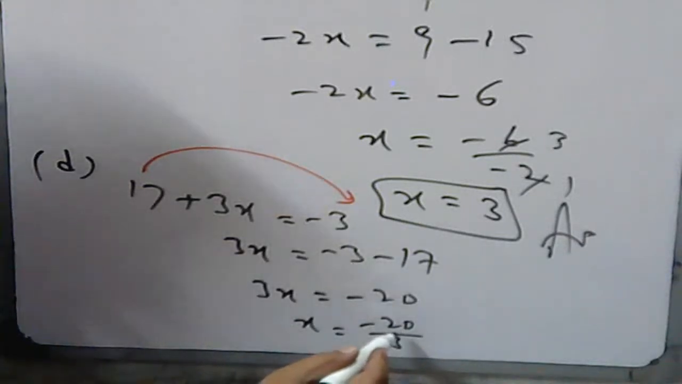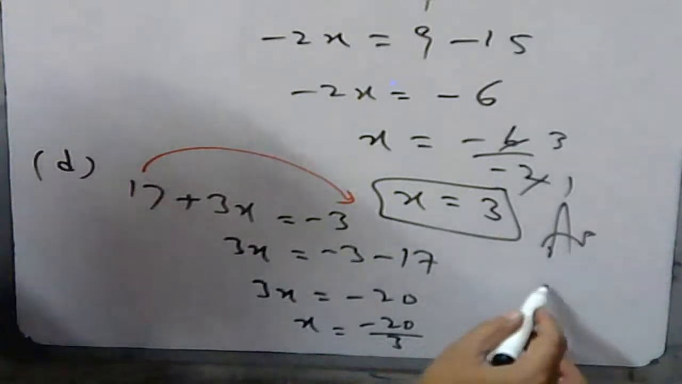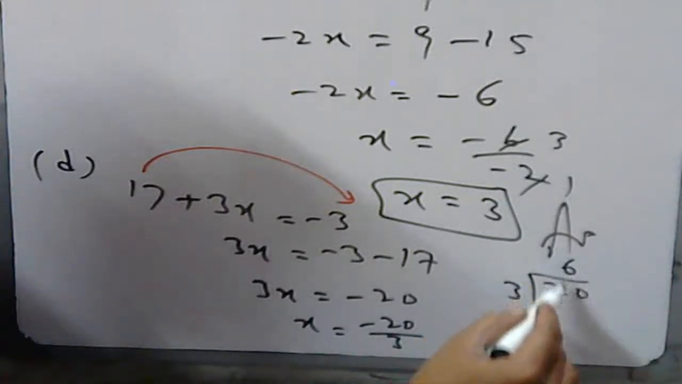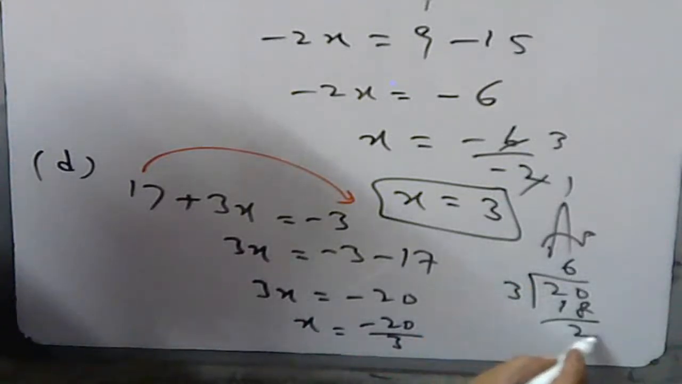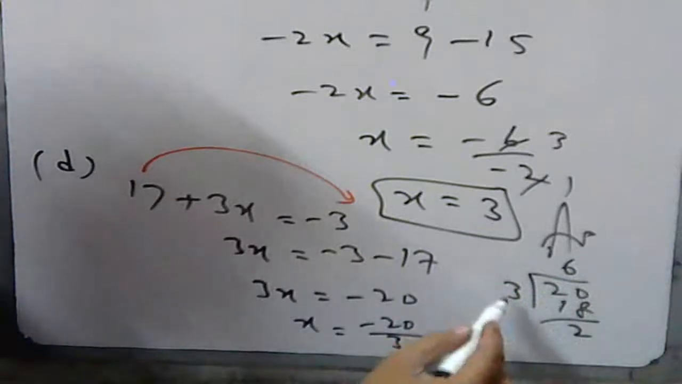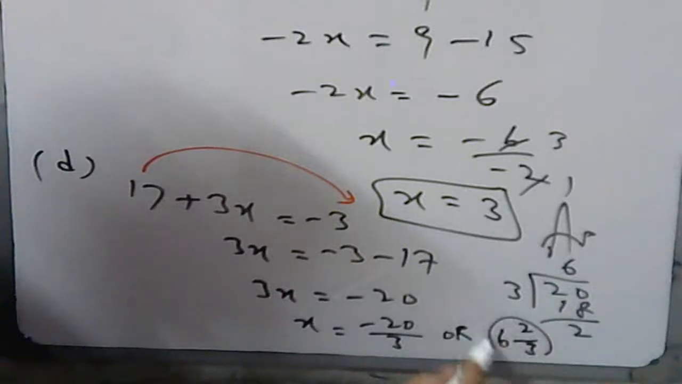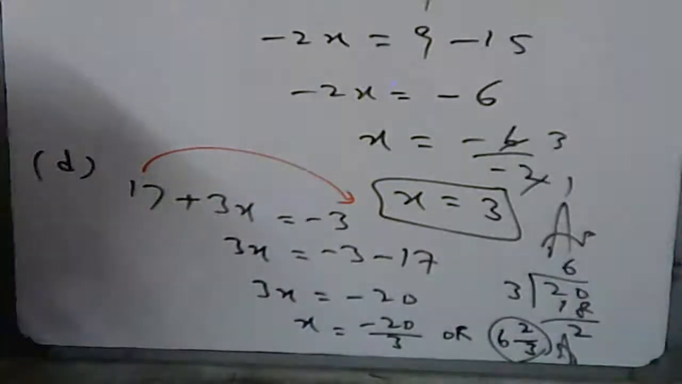If you would like to find the value in whole number, you can divide it, that is 20 divided by 3, 6 3s are 18, so you will get 2. So 6 whole 2 by 3 is your required result.